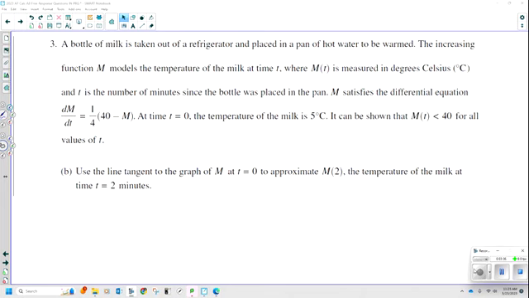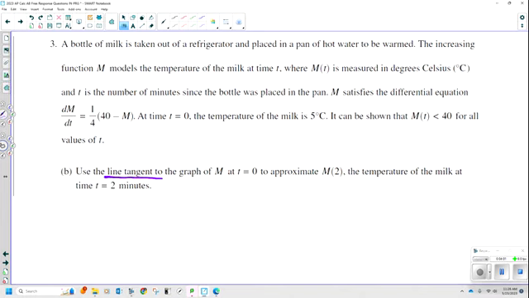3b says, use the tangent line to the graph of m at t equals 0 to approximate m of 2, the temperature of the milk at time t equals 2 minutes. All right, there's really 2 tasks to do here, both very simple. I'm loving question 3 right now, at least for the moment.